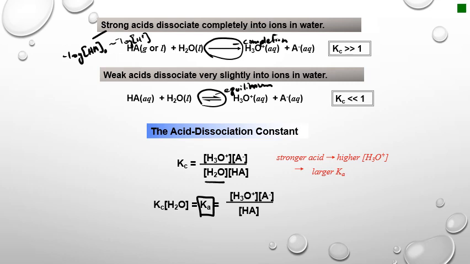Larger number in the numerator would also mean that I have a larger amount of A minus that would form as well. So I'm going to put that here in addition. And so as a result, because I have more product compared to the reactants, I'm going to have a larger value for Ka. It's still going to be less than 1, but it's just larger than some of the other components. So again, the stronger the acid is, the greater the extent to which it dissociates, the larger the value for the Ka will be.